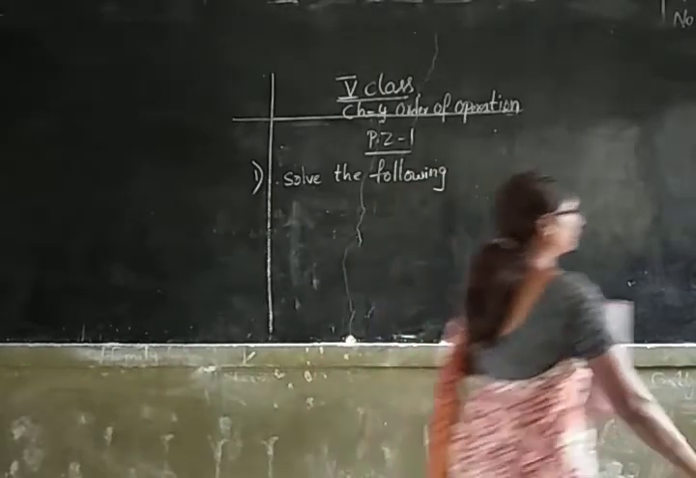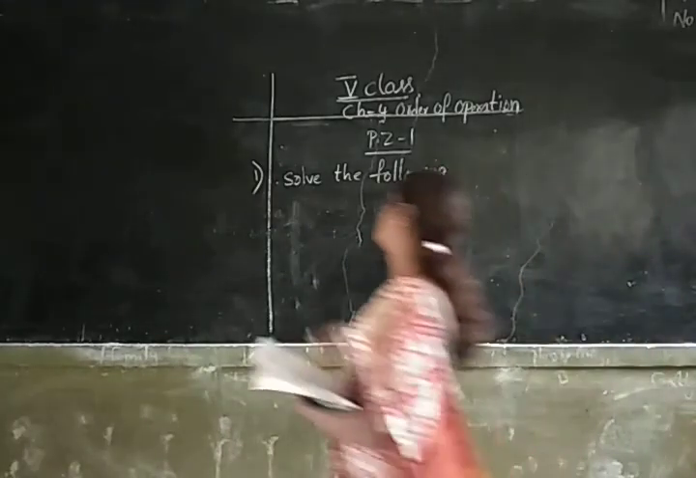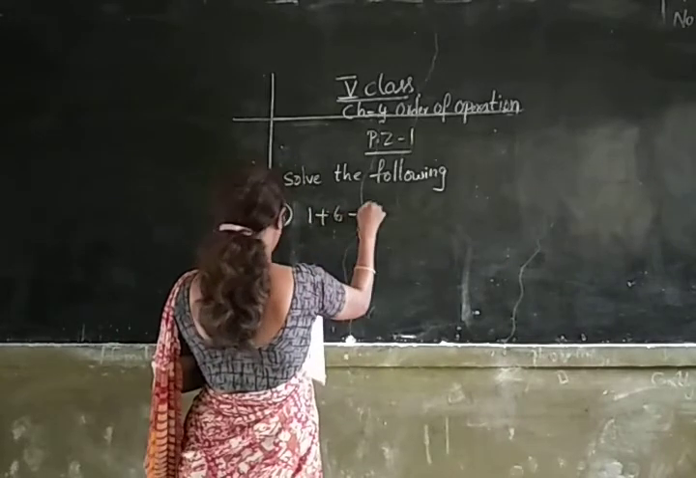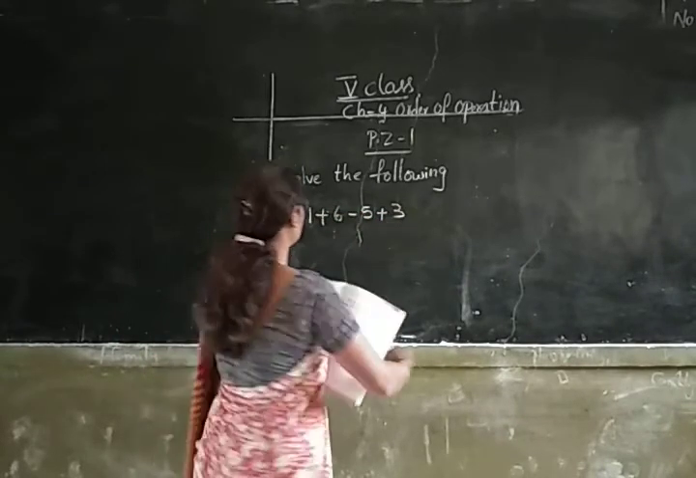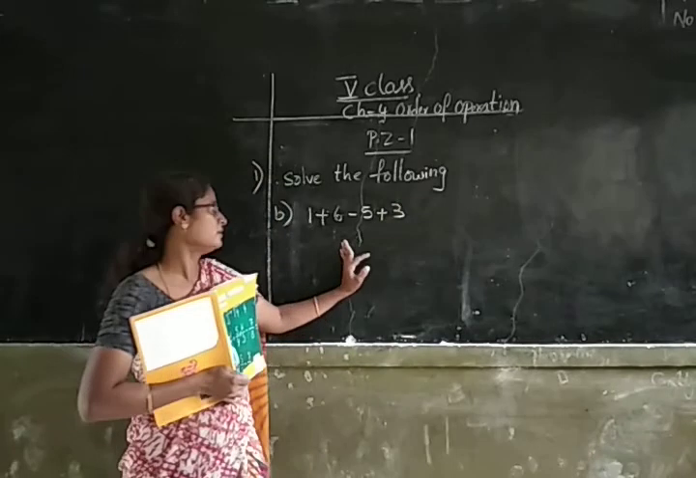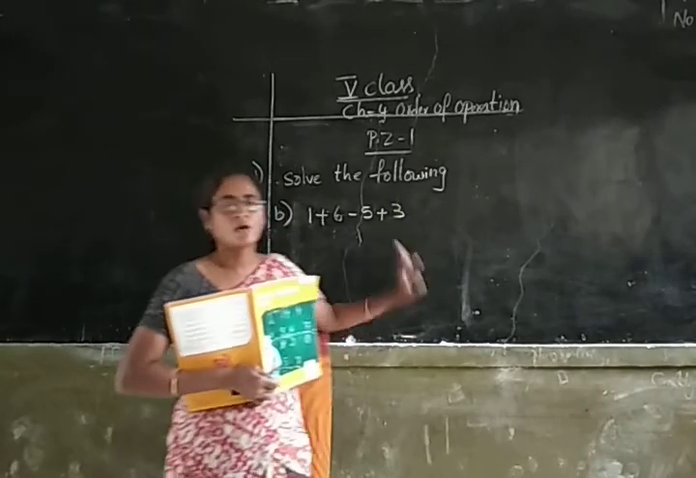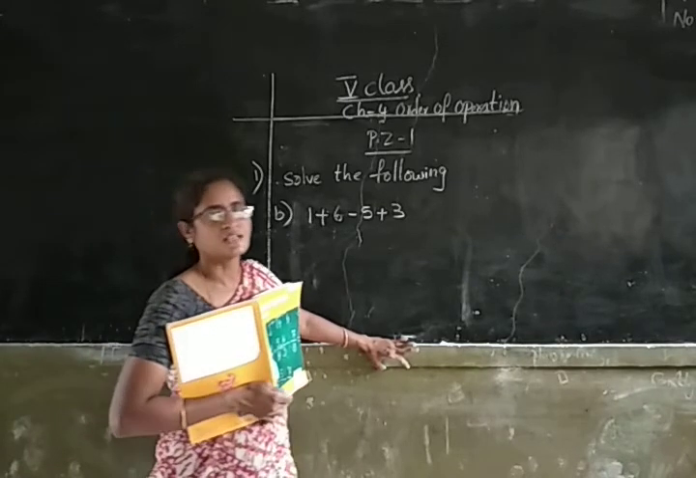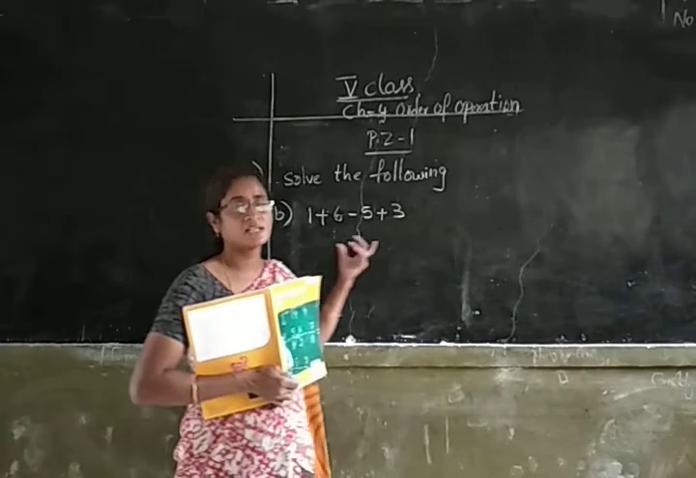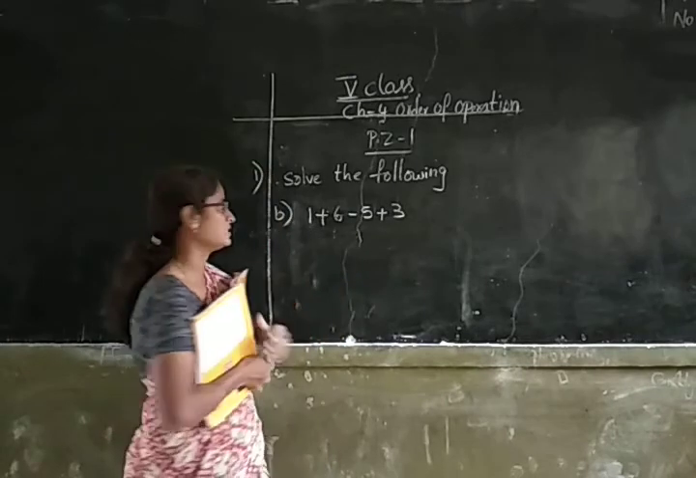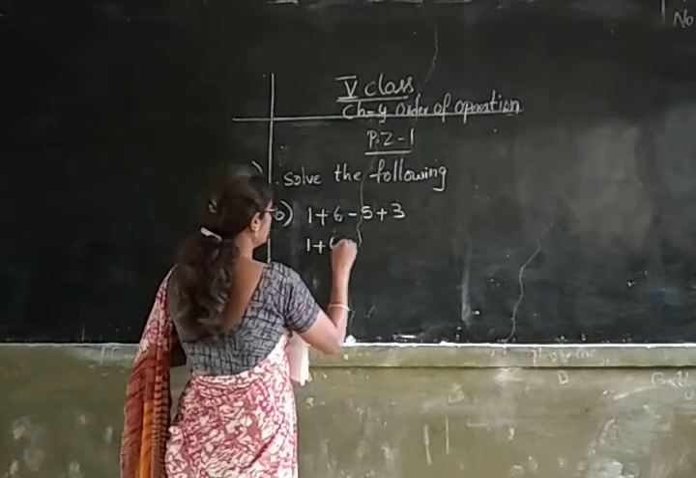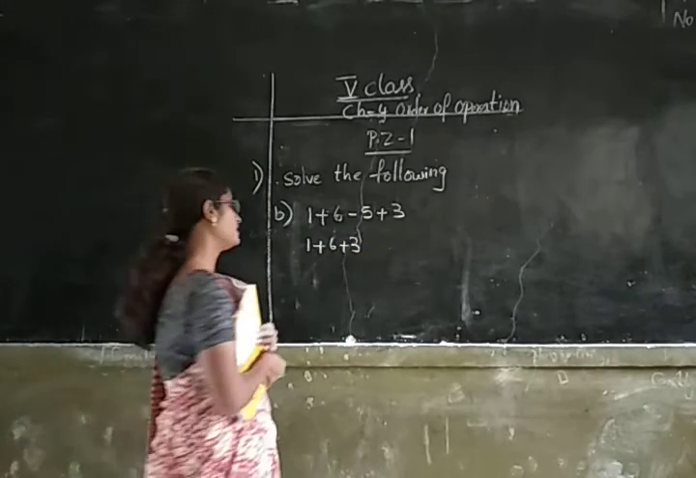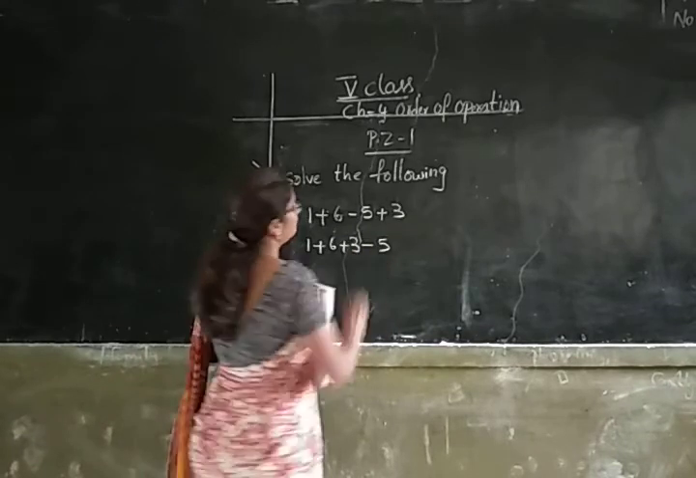Now let us do the B sum. 1 plus 6 minus 5 plus 3. Here also only two operations are given, addition and subtraction. According to the BODMAS rule, first you have to do addition and then only you have to do the subtraction. Further, I am rearranging the numbers which are having addition symbol first. So 1 plus 6 plus 3. After arranging the numbers with addition symbol, I am arranging the number with subtraction symbol, which is minus 5.